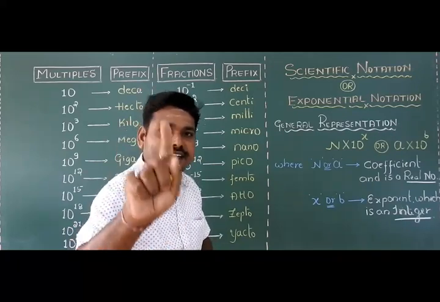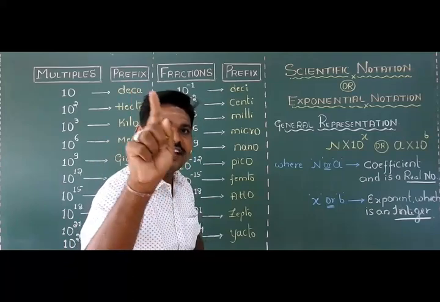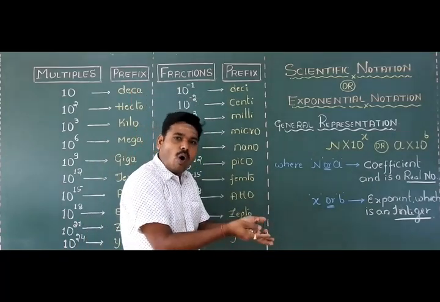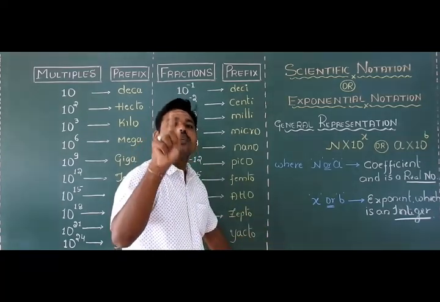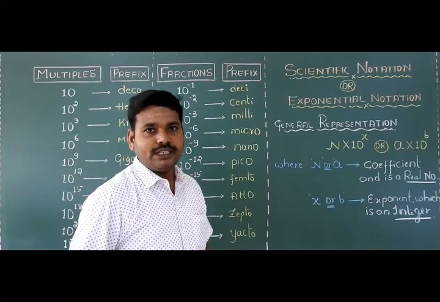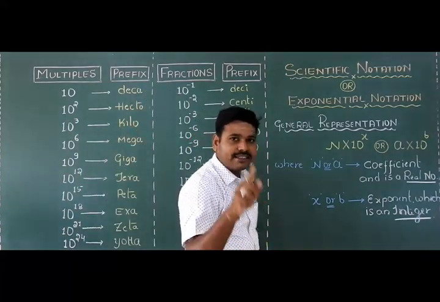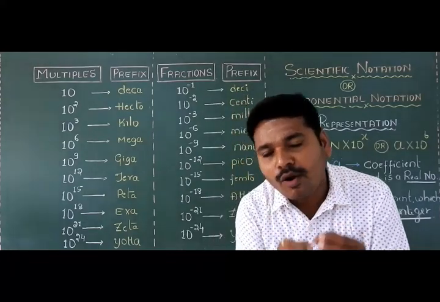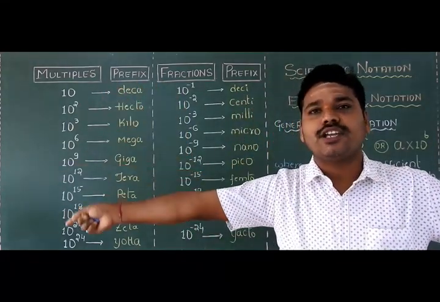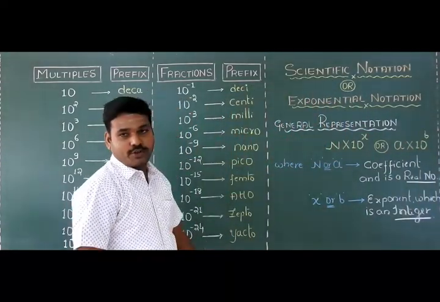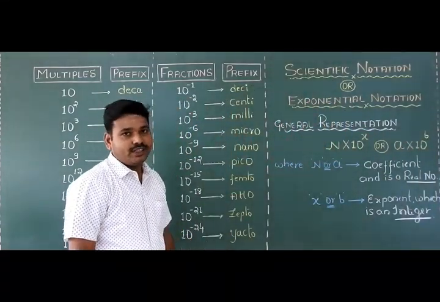So please remember, scientific notation is a convenient way of expressing extreme numbers, or the convenient method to represent a very small number or a very large number. That itself we call a scientific notation or exponential notation, students.